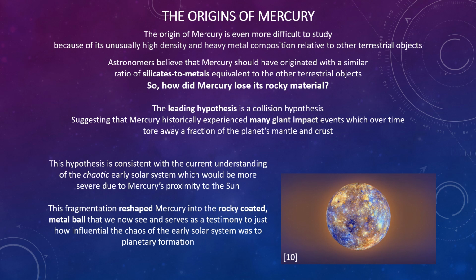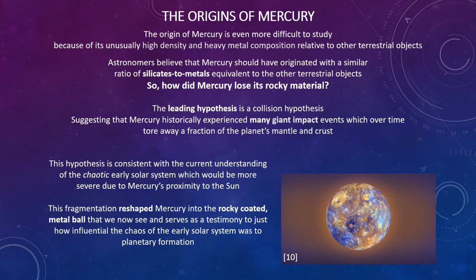Well, the leading hypothesis is that Mercury has just been bombarded from its very beginning. That meant a lot of this rocky material was torn away over time from many giant impact events, which left Mercury with very little rock around its crust. And this is consistent with our current understanding that the early solar system was extremely chaotic, and it would have been even more so closer to the sun, which is where Mercury is located. And so this fragmentation reshaped Mercury into a metal ball that is mostly just coated in rocks.